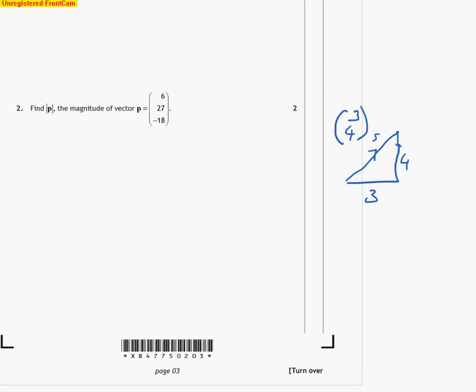So for this one, we're going to make sure we write our working out nice and neat. It's obviously not an x and y, it's an x, y, z. But it's the exact same process, just squaring them and square rooting them. So the magnitude of p is going to be equal to the square root of 6 squared plus 27 squared plus minus 18 squared. Now the only tricky bit here is the minus 18. If you put this properly in your calculator, you shouldn't have any troubles. This will come out as a positive number.